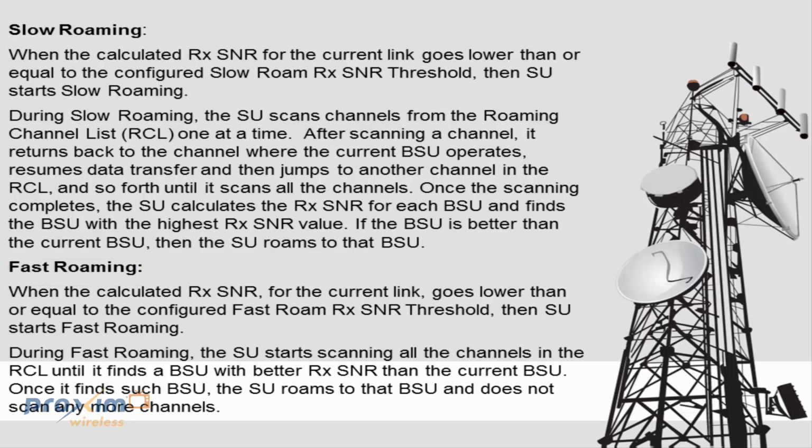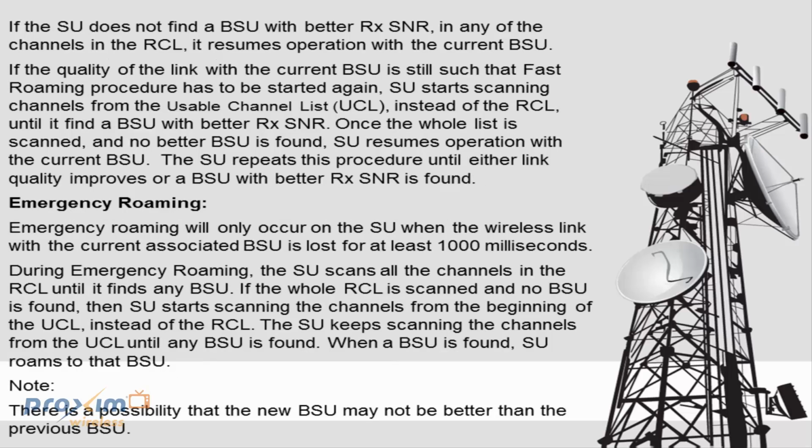Fast roaming. When the calculated received SNR for the current link goes lower or equal to the configured fast roam SNR threshold, then the SU starts fast roaming. During the fast roaming, the SU starts scanning all of the channels in the RCL until it finds a BSU with better receive SNR than the current BSU. Once it finds such a BSU, the SU roams to that BSU and does not scan any more channels. Now, if the SU does not find a BSU with a better receive SNR in any of the channels in the RCL list, it resumes operation with the current BSU.